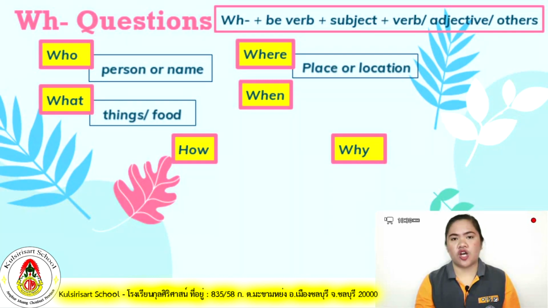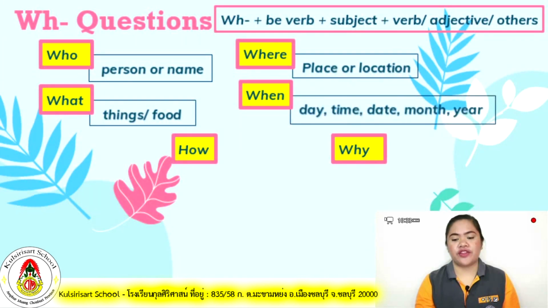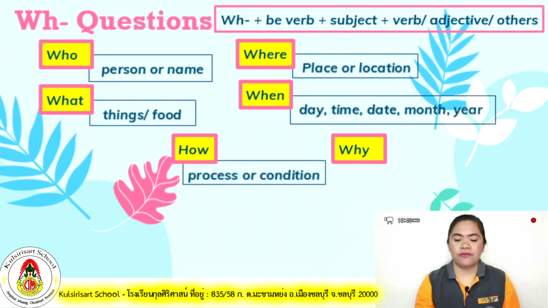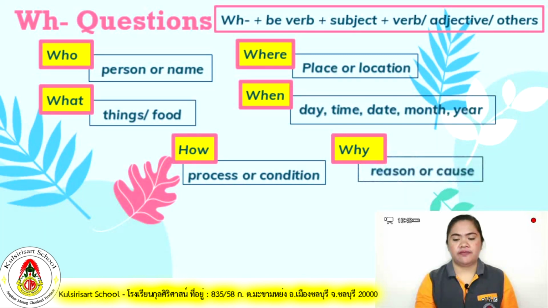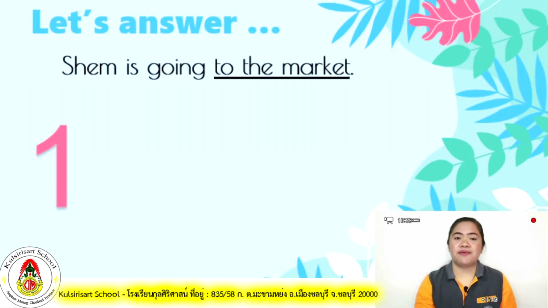And then when we talk about when, you ask for the day, time, date, month, or year. And when we talk about how, you ask for the process or condition. And when we talk about why, you ask for, say it with me, reason or cause. Reason or cause. Okay, very good. That is about WH questions. Now, let's answer this exercise.